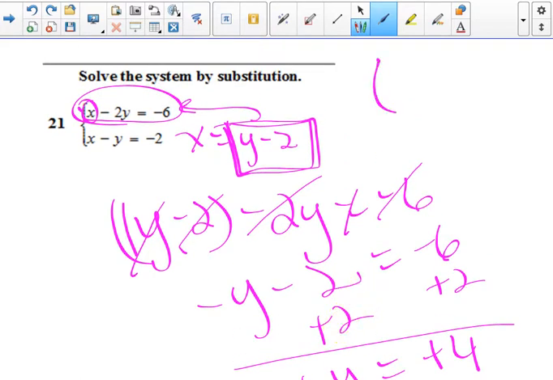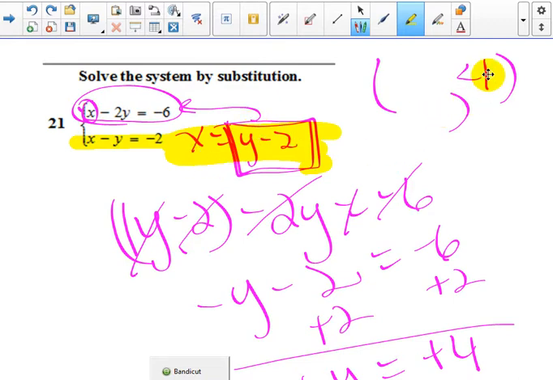So we have part of our answer. We've got the y part. Now let's plug that back into either equation and get our x value. Oh, but look here. We've already solved that equation for x. So we said x is equal to y minus 2, and we just said y is equal to 4. So x is equal to 4 minus 2, which is 2. So there's your answer.